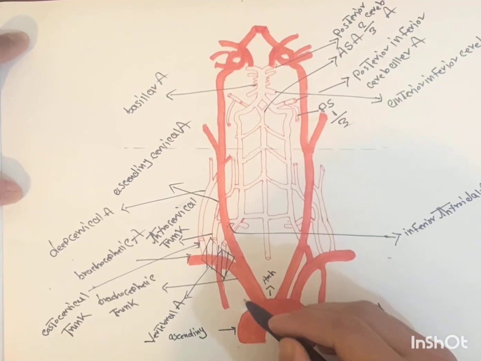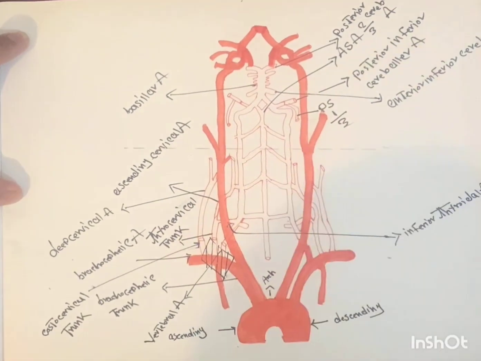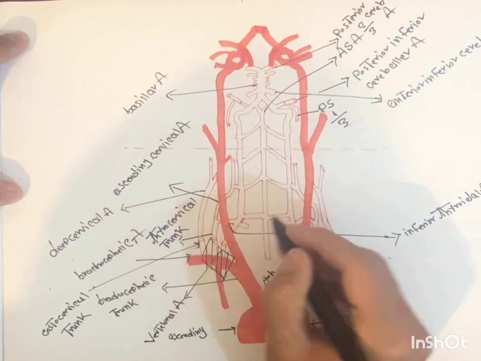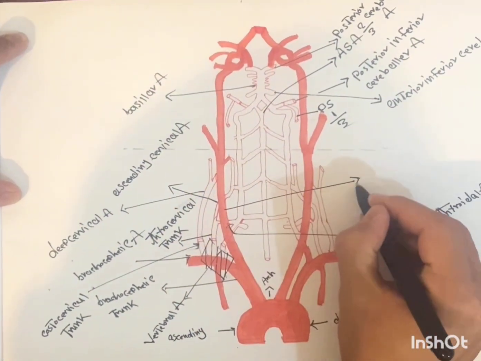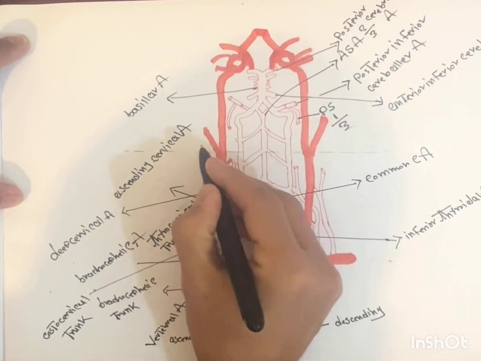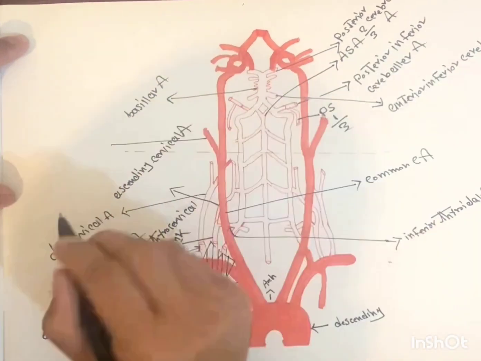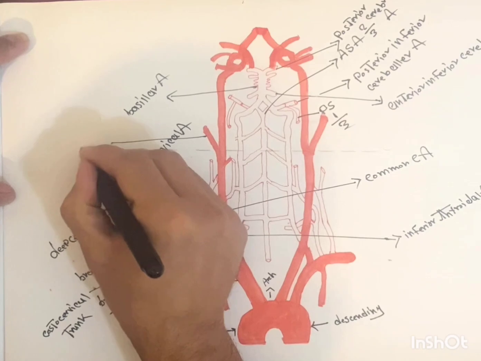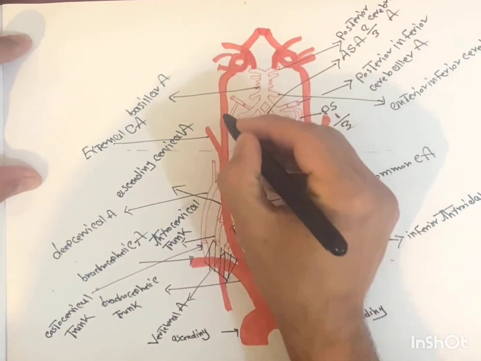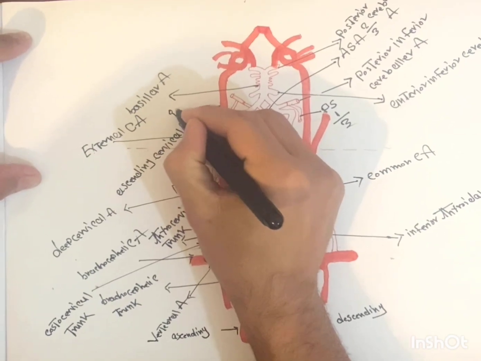Now we come to the carotid system. Here you have the brachiocephalic trunk, dividing into two arteries. This is the common carotid artery, and this one is the external carotid artery. We will not discuss it. And here you have the internal carotid artery.